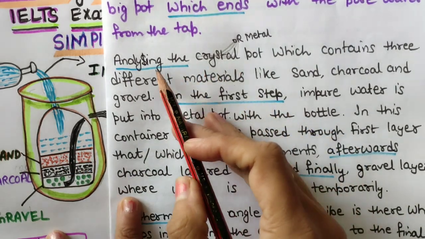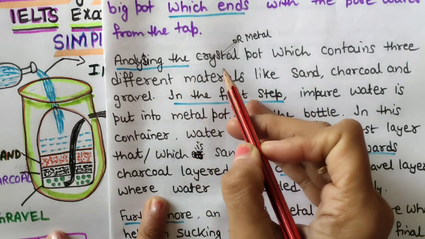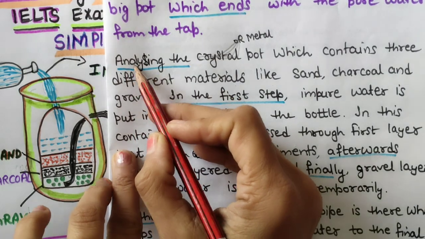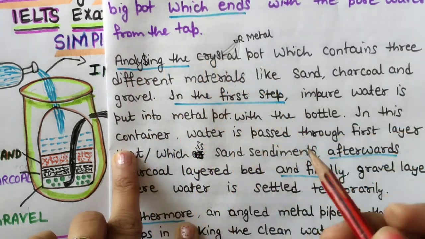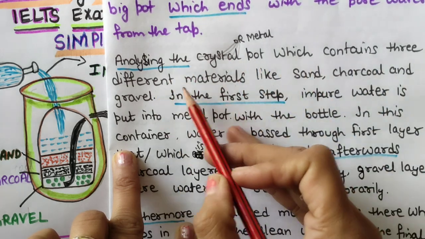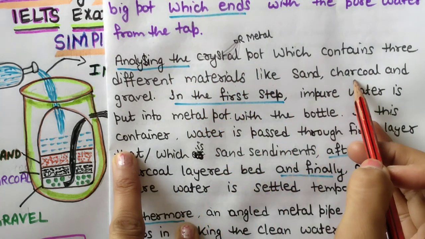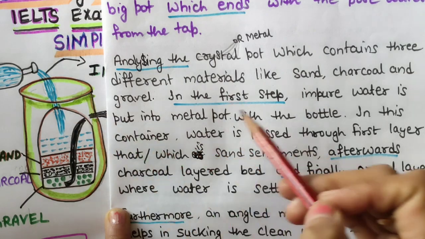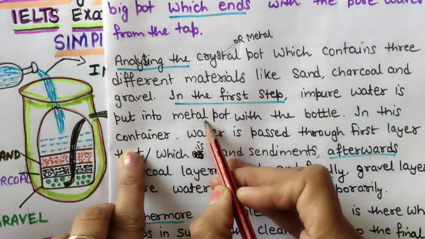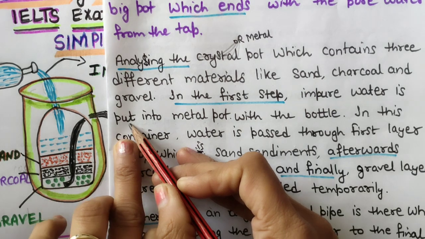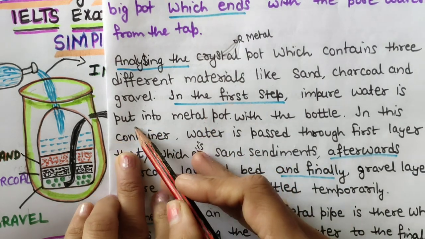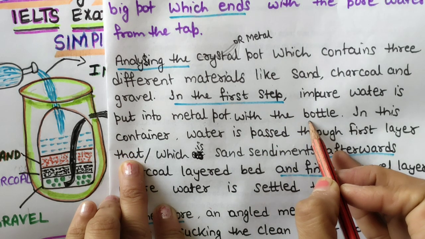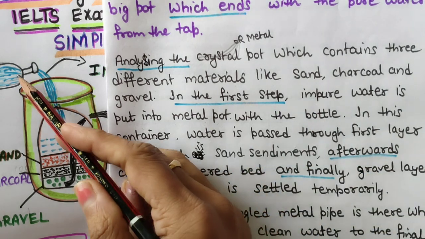Analyzing the first step, or you can write analyzing the metal pot, or you can write initiating with the first step. You can write analyzing the metal pot which contains three different materials like sand, charcoal and gravel in the first step. Now in the first step, from where water is coming, impure water is put into the metal pot. So this is passive voice, but the verb put, you know, is the same. Put into the metal pot with the bottle. Okay, in this I am assuming it as a bottle.